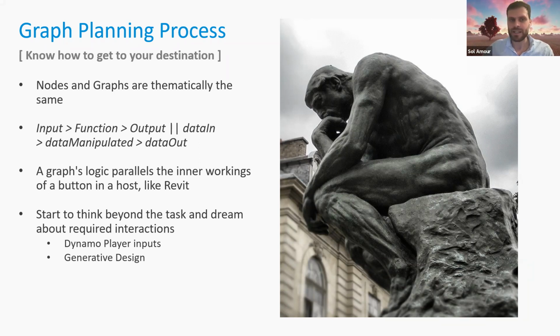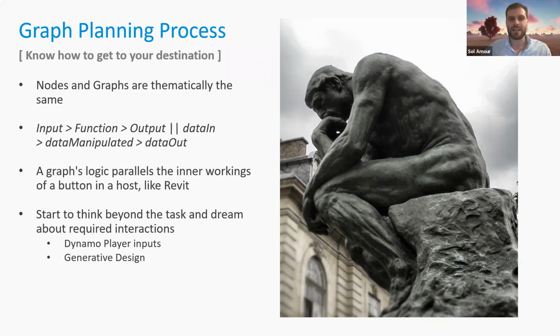So if you look at the second bullet point down here, we're talking about roughly input, function, output, or conceptually also data in, data manipulated, and data out. So a graph's logic here also parallels the inner workings of things like buttons in host applications like Revit or Civil 3D or Forma. Every single time you press a button inside of the context of software, it's going to do something, and usually you're going to have to input some data for it to do that thing as well. So you can conceptually think of graphs in exactly the same way as buttons, and also in exactly the same way as nodes.